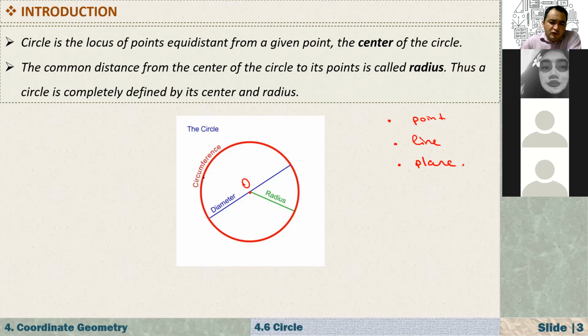If you join any 2 different points of the circumference with a line segment, we call this a chord. You don't have to know this right now. The longest chord, the line segment that passes through the center and joins two different points of the circumference of the circle, we call the diameter. That much is enough for this part. We will talk more about circles later. Here we are going to take everything in the context of coordinate geometry.